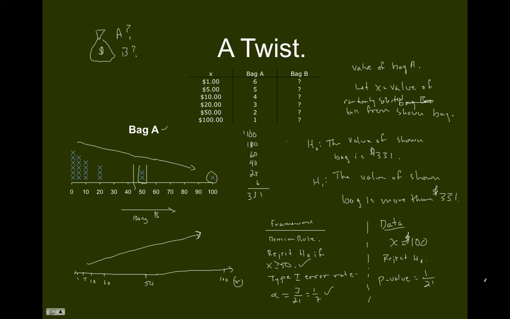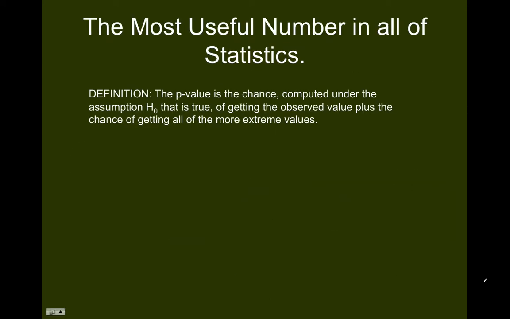And let me say that again. If you have a small p-value, that's evidence against the null hypothesis. This leads me right into the most useful number in all of statistics. The p-value is the chance computed under the assumption H0 is true of getting the observed value plus the chance of getting all the more extreme values.